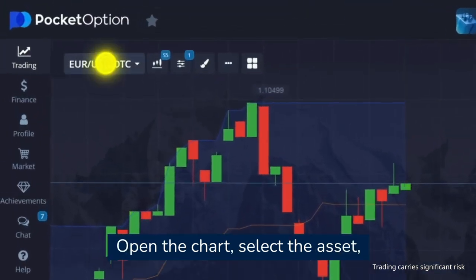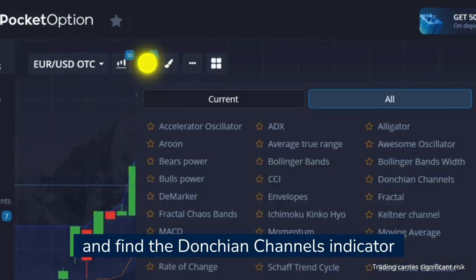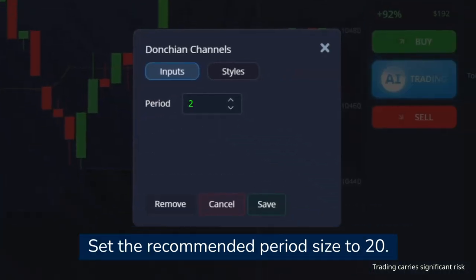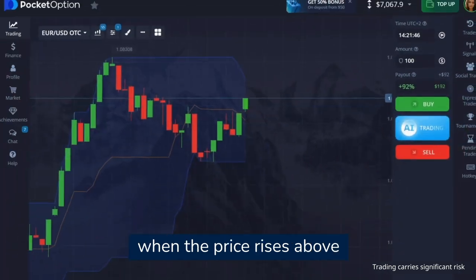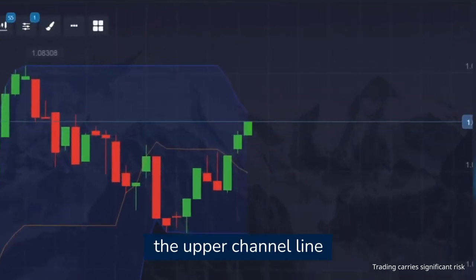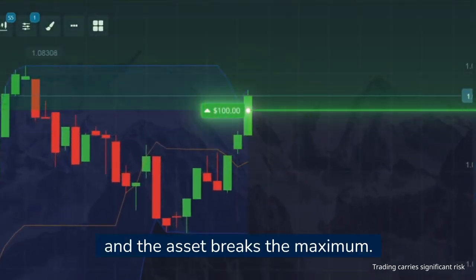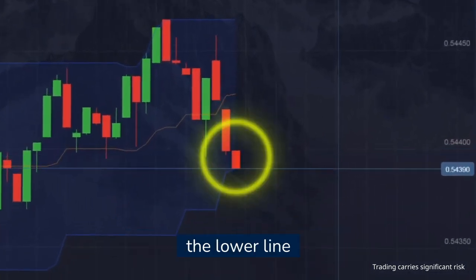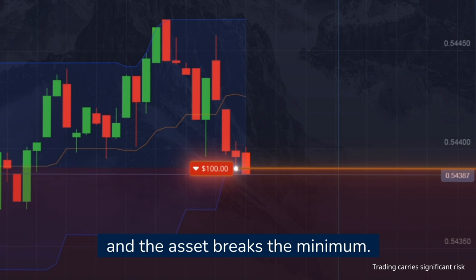How to set up Donchian Channels on Pocket Option. Open the chart, select the asset, and find the Donchian Channels indicator in the Technical Tools section. Set the recommended period size to 20. Open buy trades when the price rises above the upper channel line and the asset breaks the maximum. Open sell trades when the price falls below the lower line and the asset breaks the minimum.